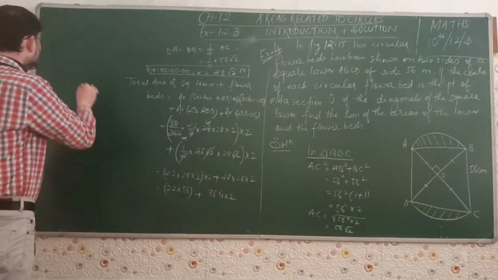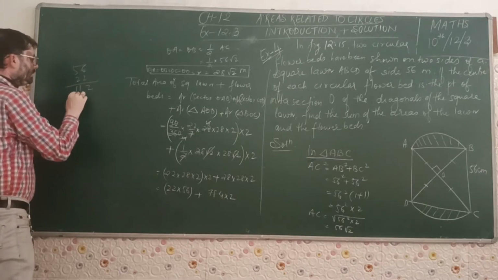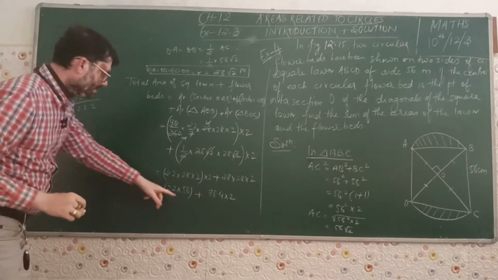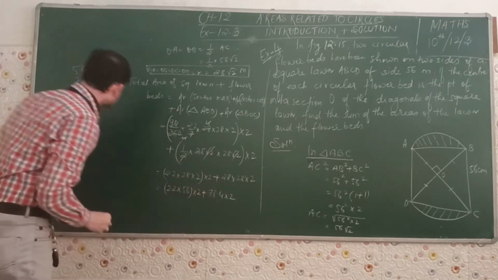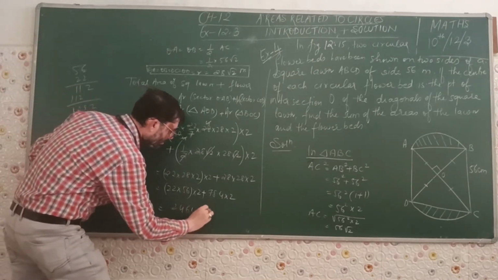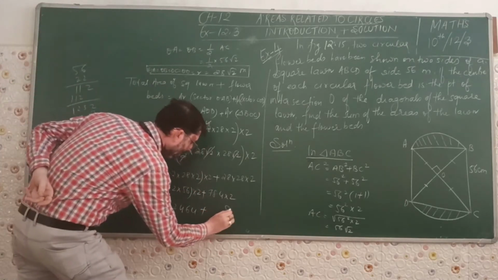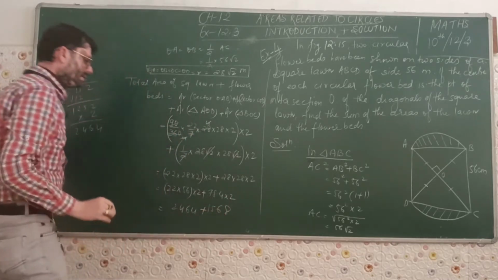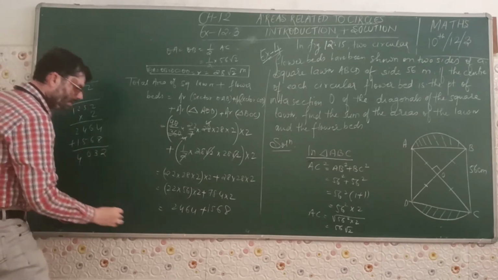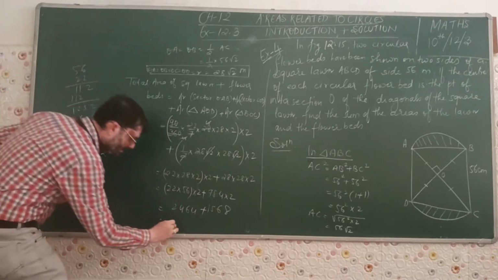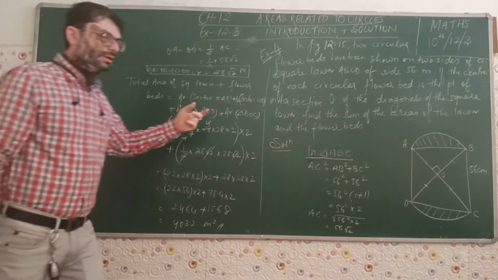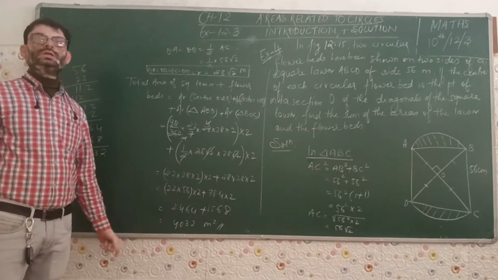Let us multiply 56 with 22 somewhere. 56 into 22 is 1232, and into 2 we have left out, into 2 plus. This is 2464. Plus 784 into 2 is 1568. If we add it, 2464 plus 1568 is 4032 meter square. So the total area of the square lawn along with the flower beds is 4032 meter square.